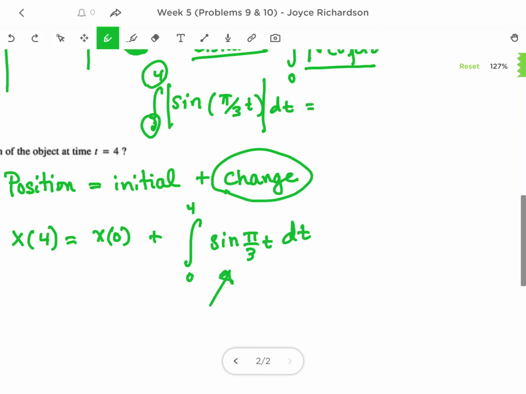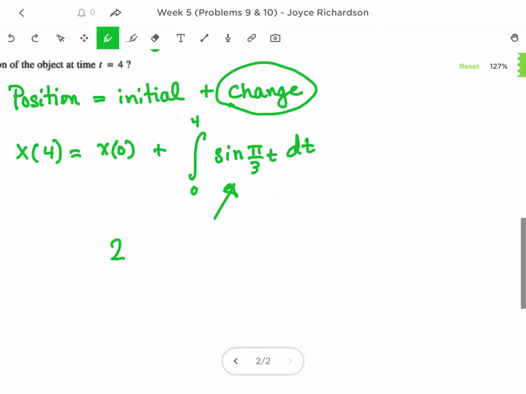You have an opportunity to use a calculator. x of 0 is 2, so 2 plus that integral, and instead of writing it out, I can just put v of t dt. This overall integral was, I believe, 1.432. So you ended up with 3.432.